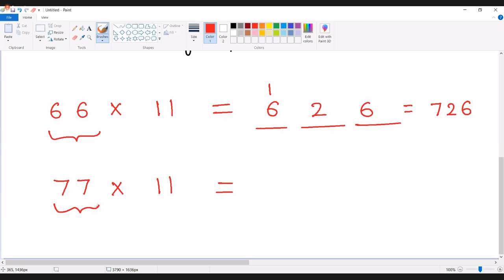77 into 11. 77 is a 2-digit number. Result will be having 3 digits. So 7 and 7 will be as it is. 7 plus 7 is going to be 14. Mark your answer choice as 847.